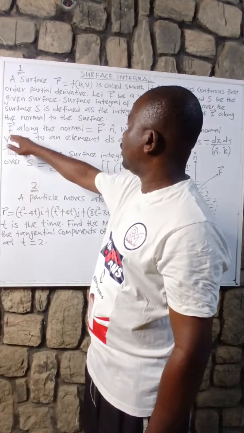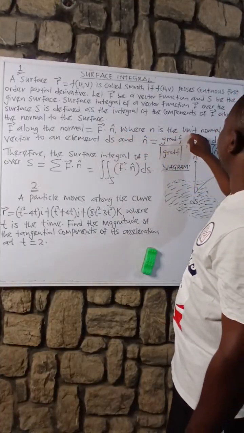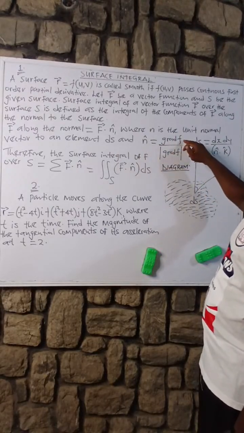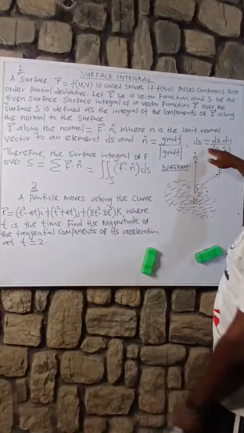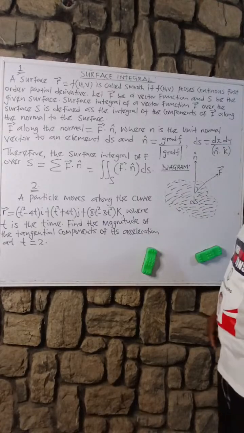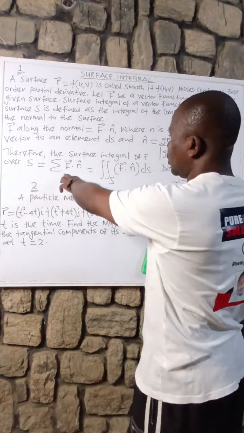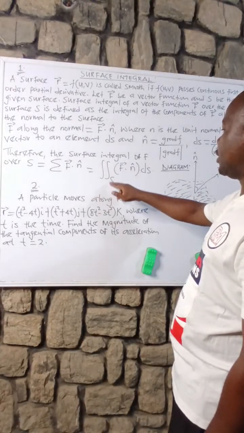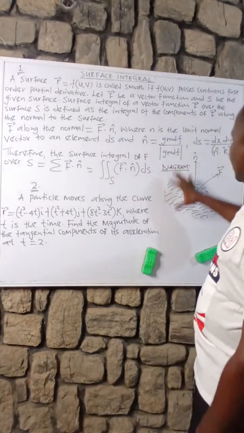This is the vector function along the normal, equal to vector f dot n vector, where n is the unit normal vector to an element dS, and the unit normal is equal to grad f over the magnitude or modulus of grad f. The element dS is equal to dx dy over the unit normal vector dot vector k. Is that clear? Therefore, the surface integral of f over S is equal to the double integral over S of the vector function dot the unit normal vector dS.